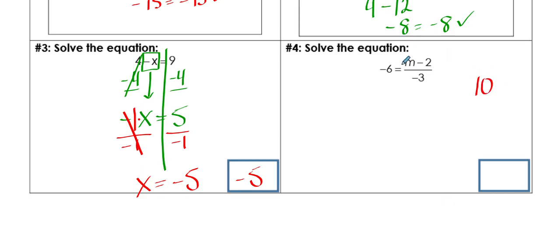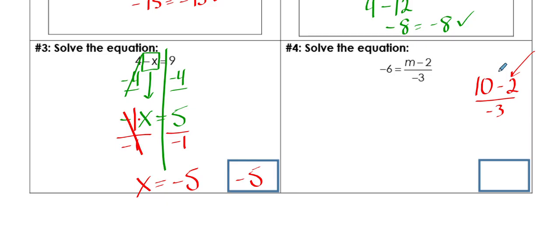But let's say I had 10 in place of that m. It's not the right answer. I'm just saying I put a number there. I want you to think about what order of operations would suggest we do first there. So order of operations would say that we do this as our first step.